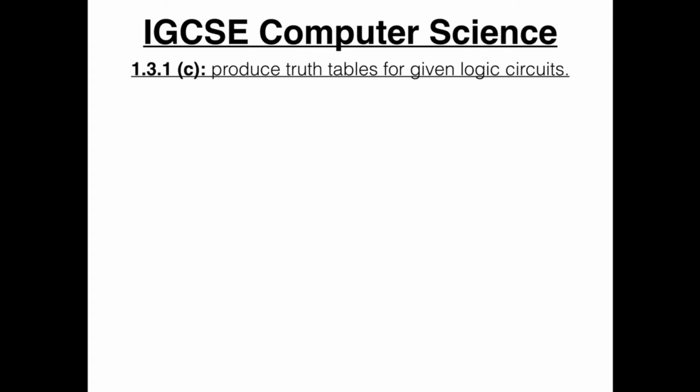So if you don't remember what a truth table was, watch the first logic video, because that video has the truth tables for all of the logic gates. A truth table is basically a table which shows you the output of a gate or circuit with all possible inputs, and you'll see what I mean in a second.